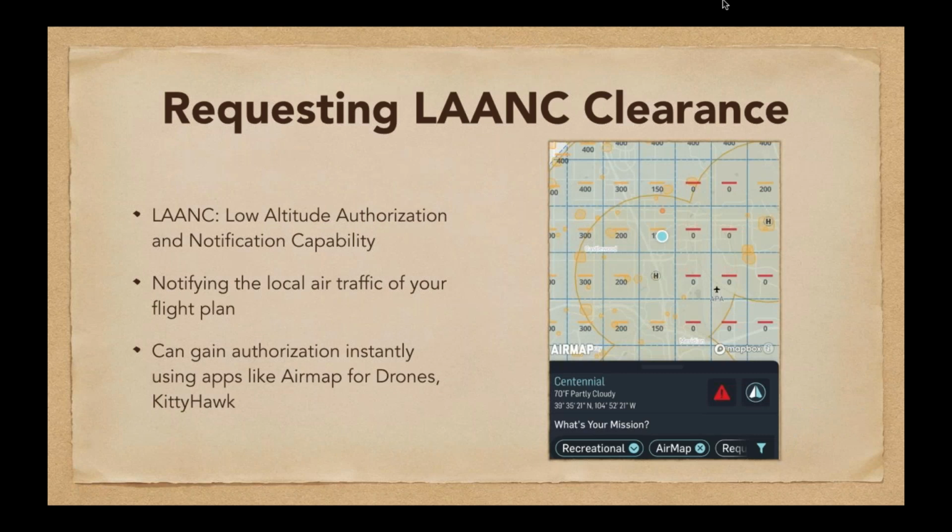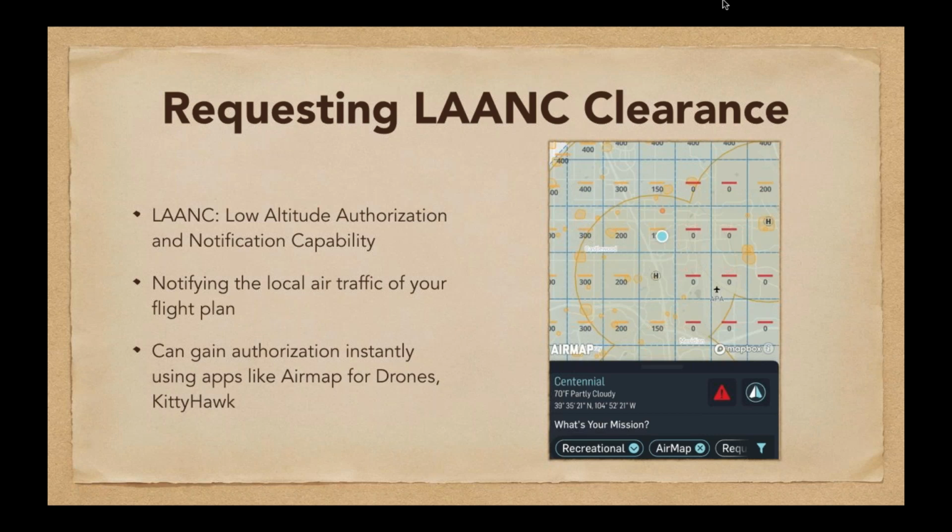First thing you're going to do is request LAANC clearance. So what is LAANC? LAANC is the Low Altitude Authorization and Notification Capability. Basically, that notifies the local air traffic in your area of your flight plan and the time that you plan to do that flight. You can use apps such as AirMap for Drones or Kittyhawk to request this LAANC clearance.